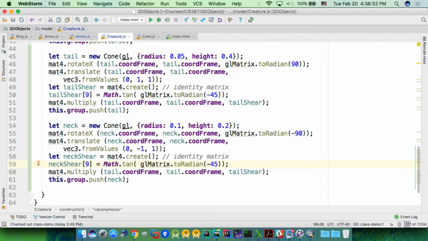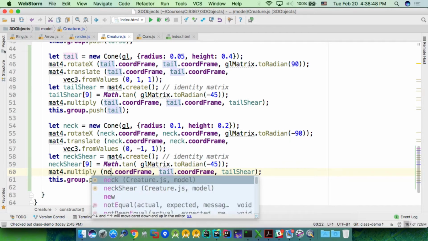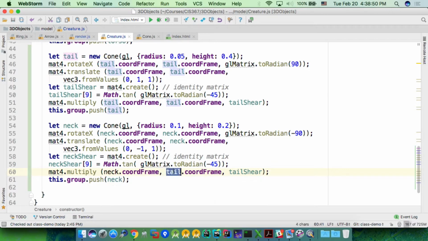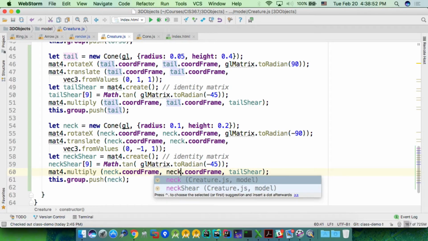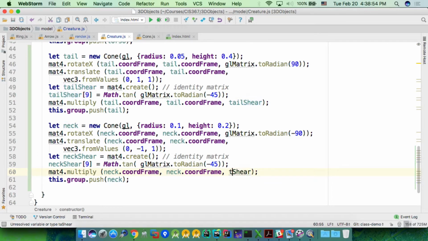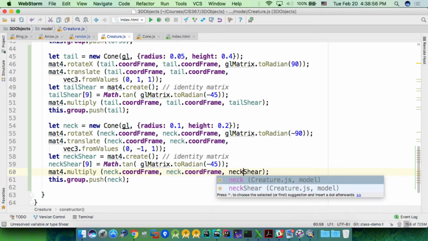Okay, and then we do want to do the other angle, right? Don't forget to get the multiply line. How much? I think you want to go negative as well because you rotated the opposite direction, so it's the same 45 shear. Okay, and then neck coordinate frame, neck coordinate frame, and then the multiplication would be neck shear.